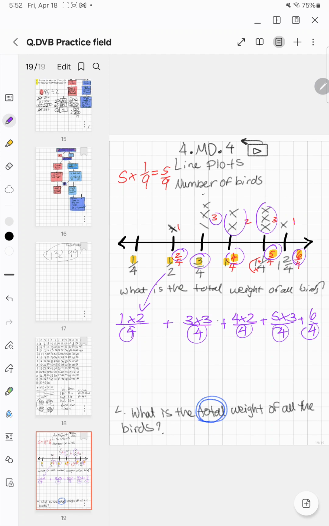4. Now, 1 times 2 is 2, so that's 2/4 plus 9/4 plus 8/4 plus 15/4 plus 6/4. And the last step is you just add it up.